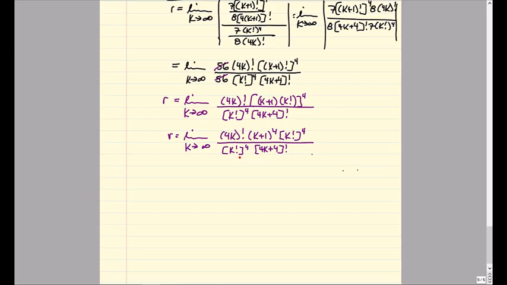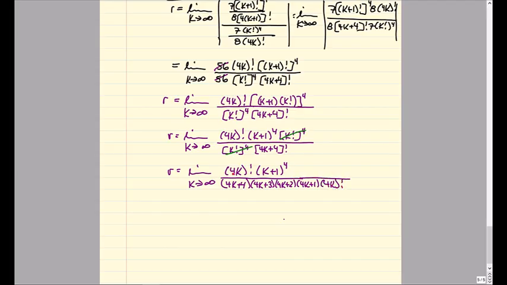Now I get some more things to cancel, so that's good. The k factorials to the 4th cancel. And let's go ahead and rewrite and simplify some more. So the limit as k approaches infinity. Now let's think about this one. So I have the (4k) factorial, quantity factorial, the (k plus 1) to the 4th. But in this denominator, I have (4k plus 4) factorial, which would be (4k plus 4) times (4k plus 3) times (4k plus 2) times (4k plus 1) times (4k) factorial, quantity factorial. So these cancel.